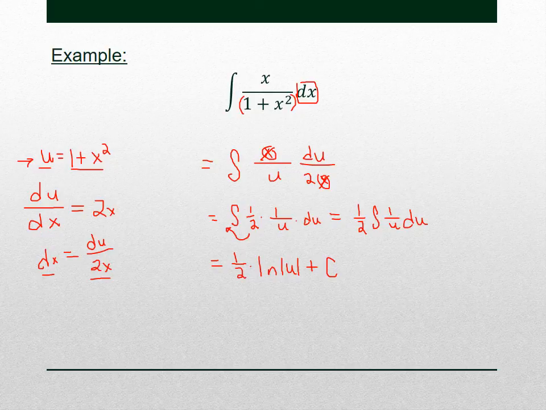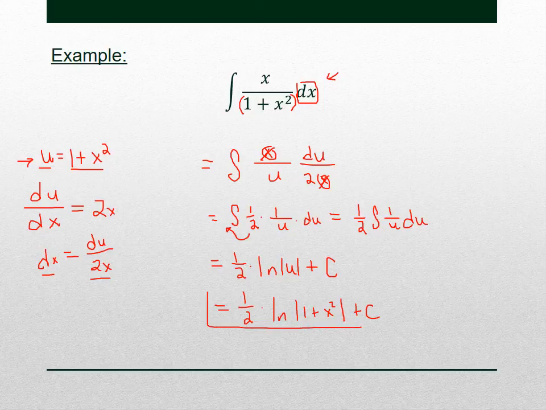So there's our antiderivative. Again, we started with x's, so we want to finish with x's, so let's substitute back in u equals 1 plus x squared. And there's our answer. Again, I do expect you guys on your own to check this by taking the derivative and making sure that you get back what you started with up here.